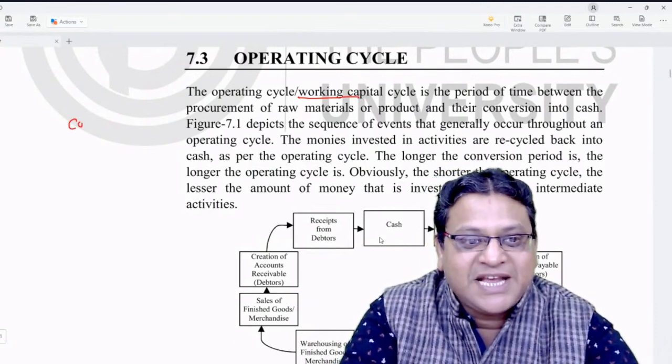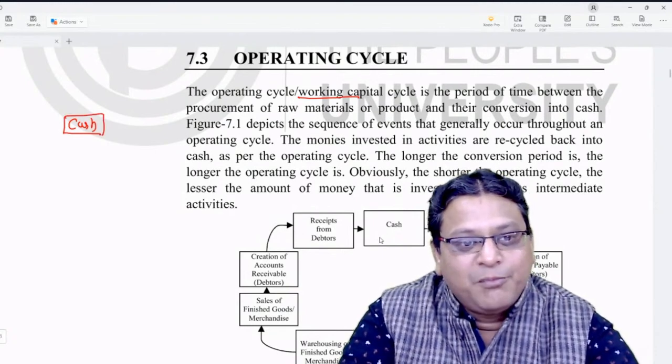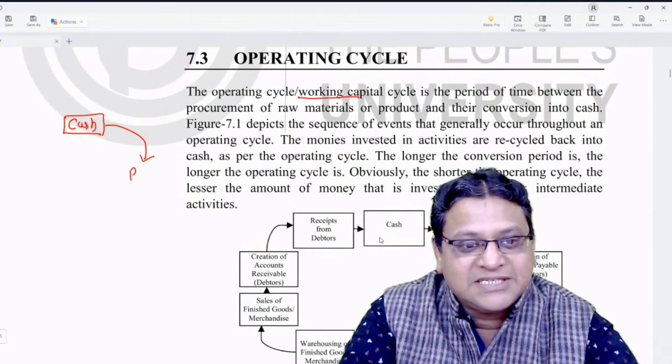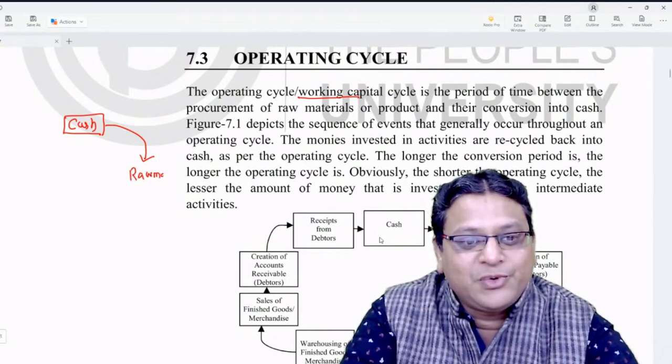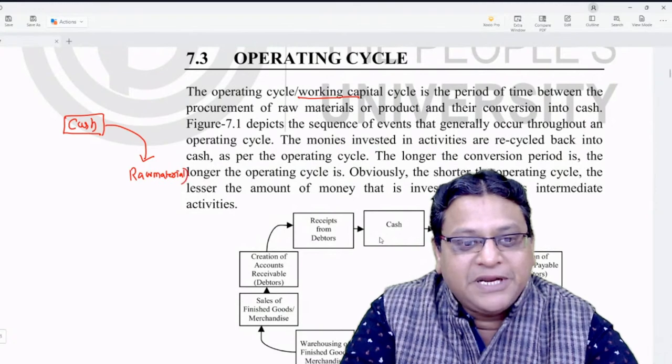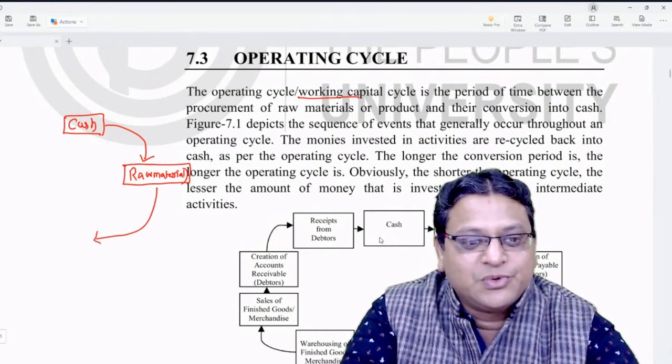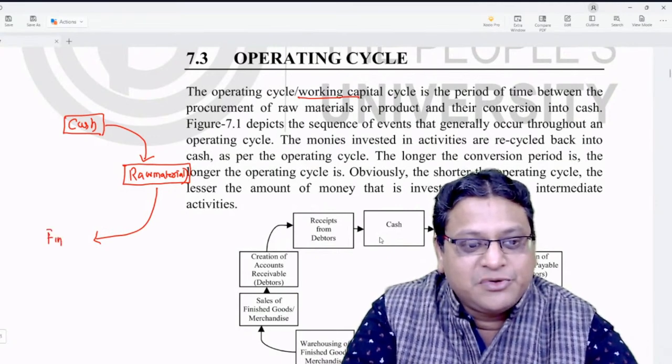Suppose a business has cash. What does it do? The business purchases raw material out of cash. The cash is converted into raw material. Then what happens? The raw materials are converted into finished goods.